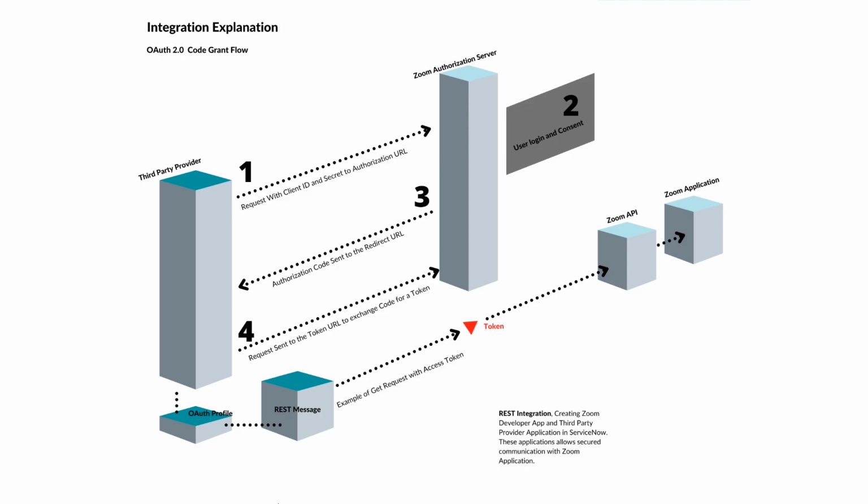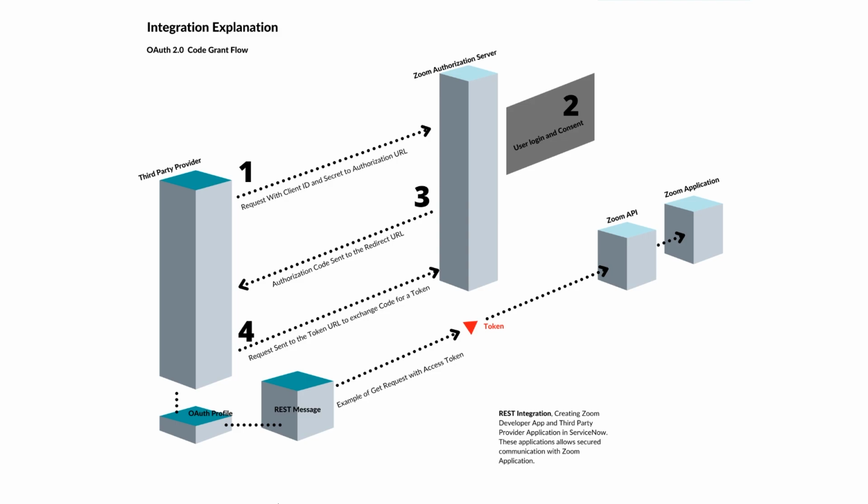So Zoom can now send a code to the third-party provider. It is going to send an authorization code to the redirect URL. The third-party provider then exchanges the code for a token by sending another request to the token URL. Okay, this is how we get the access token. So everything is made here in order to secure communication with an external application. That's why you, as a user, also come in and log in and consent.